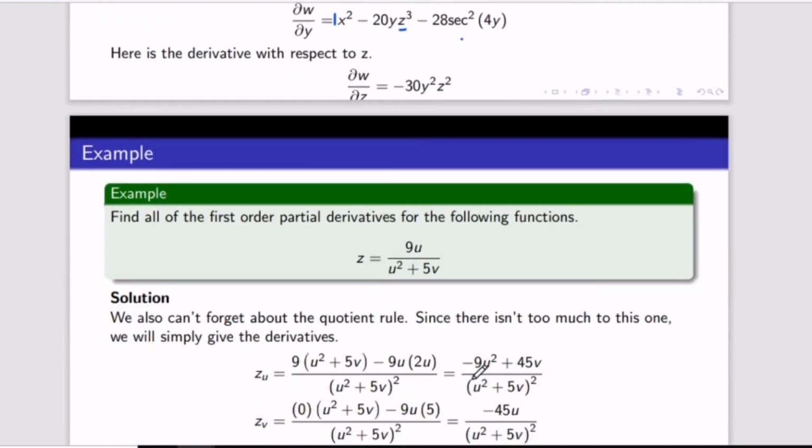In this case, they're asking us to find first order partial derivatives. So we have how many variables here? We have w, and we have u, and we have v. So we are going to do zu and zv. With this zu, we are going to use the quotient rule of differentiation. So you know that is v du minus u dv all over v squared.